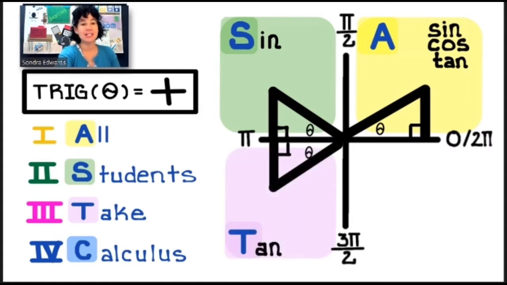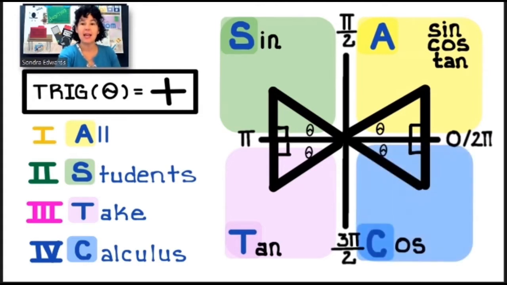T, take, or T, tangent in quadrant 3. So tangent is positive in quadrant 3. And then there in quadrant 4 for calculus, that stands for that C, cosine is positive in quadrant 4. You could, of course, reason this out yourself.